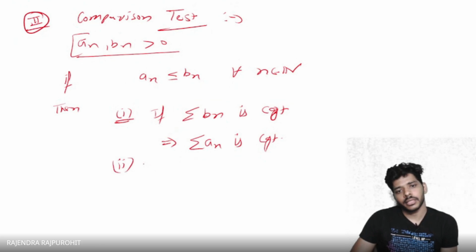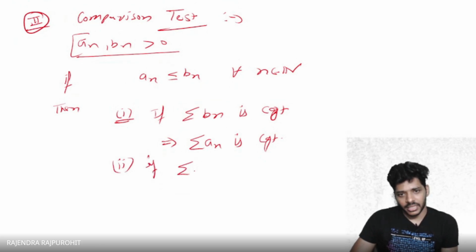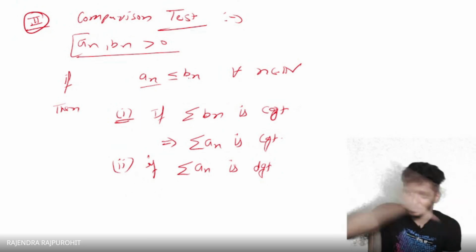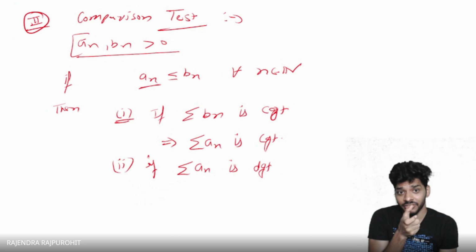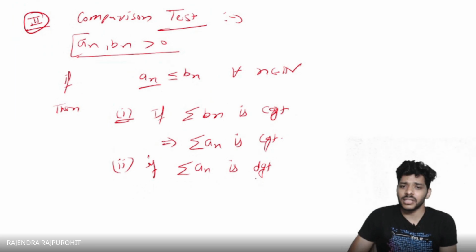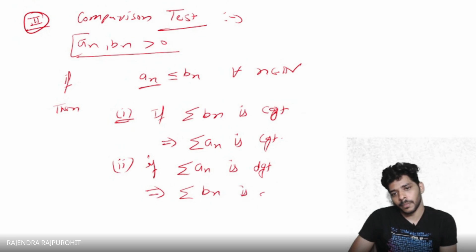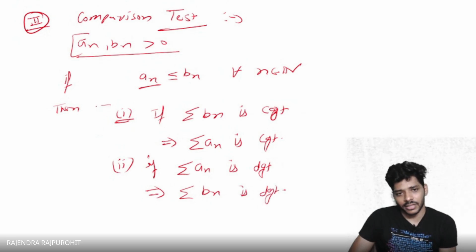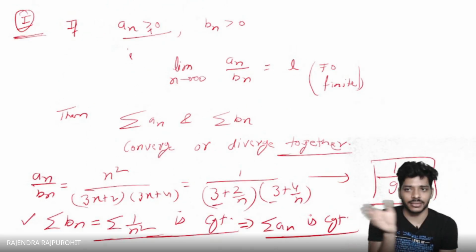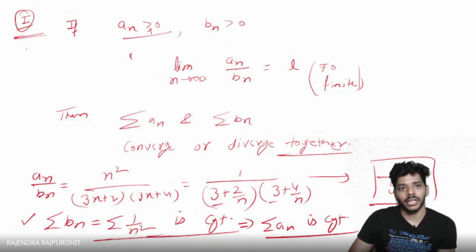Second, if summation An is divergent, because we cannot say anything even if summation An is convergent, as summation Bn is bigger and it may diverge. But if summation An itself is divergent, the smaller one is divergent, so the bigger one must diverge. So if summation An is divergent, it implies that summation Bn is divergent. So this is referred to as the comparison test, and this is actually another form of this test only. This is the limit form comparison test, where we try to analyze the limit of An upon Bn.